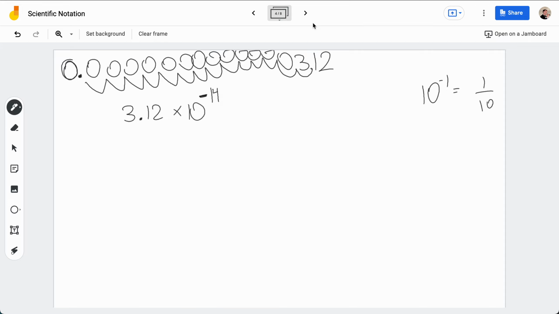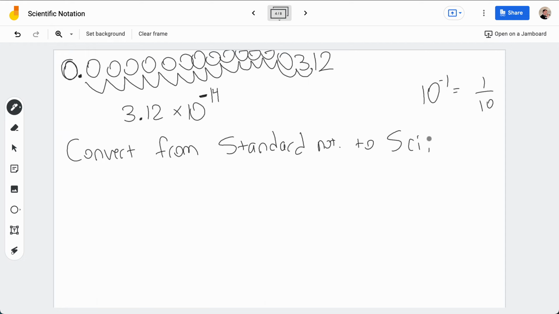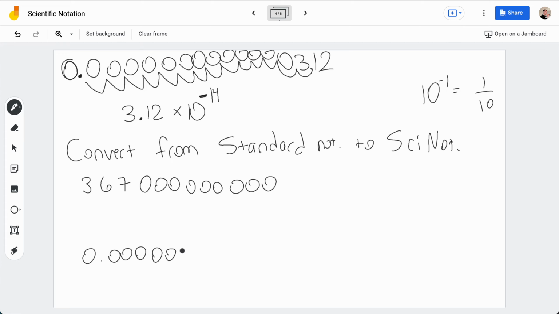Now I'm going to put up a couple of problems. I want you to convert from standard notation, which is just numbers, to scientific notation instead. I'll give you 4 problems here. We'll say 3,671,2345. That number, this number, this number, and this number.